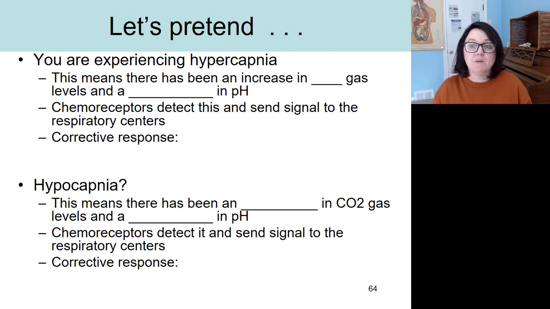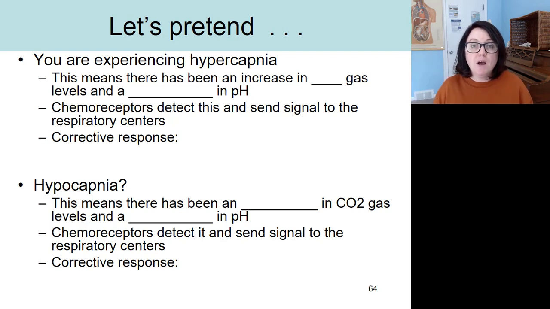So our problem is we have way too much carbon dioxide and our pH is becoming very acidic. We need to get rid of this carbon dioxide. How do we get rid of the carbon dioxide? We need to breathe more. The more we breathe, the more carbon dioxide we will expel. These chemoreceptors, when they tell the respiratory center that we have hypercapnia, the respiratory center will then send signals to the diaphragm and intercostals, increasing the rate and depth of breathing to help us get rid of this extra carbon dioxide and bring our blood pH back up to set point.